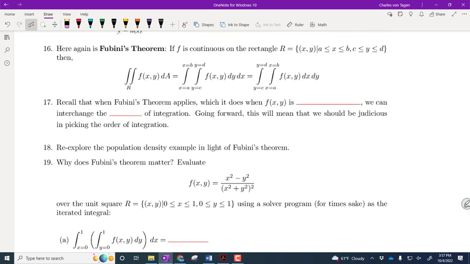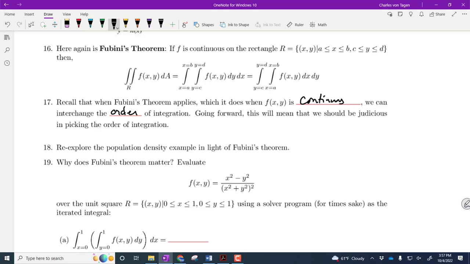All right, so here's Fubini's theorem one more time. Fubini's theorem is what makes evaluating double integrals straightforward, up to your ability to set them up. Okay? So just restating it here. Recall that Fubini's theorem, which applies when f is continuous on its domain, says we can interchange the order of integration.